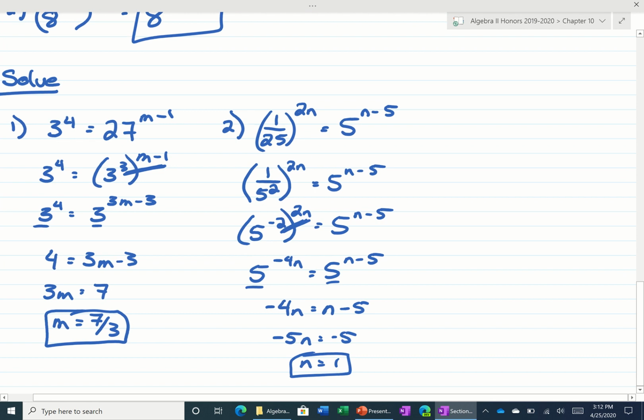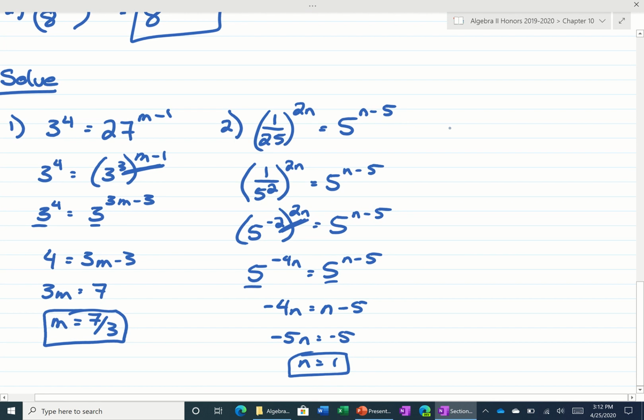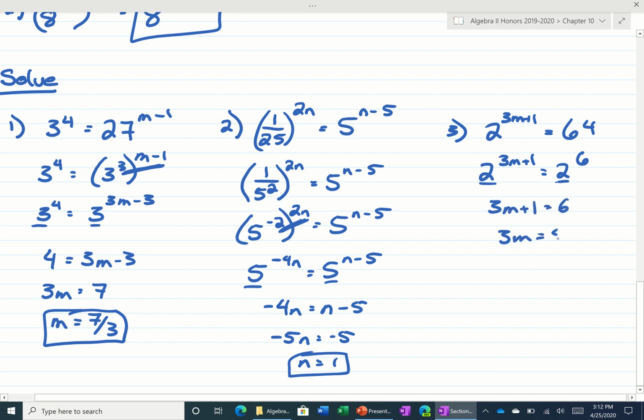All right, maybe a few more here. How about this? How about 2 to the 3m plus 1 is equal to 64? Well, 64 is a power of 2. It's actually 2 to the 6th. So this one's kind of easy. The bases are the same. So 3m plus 1 would be 6. So 3m would be 5, m would be 5/3.